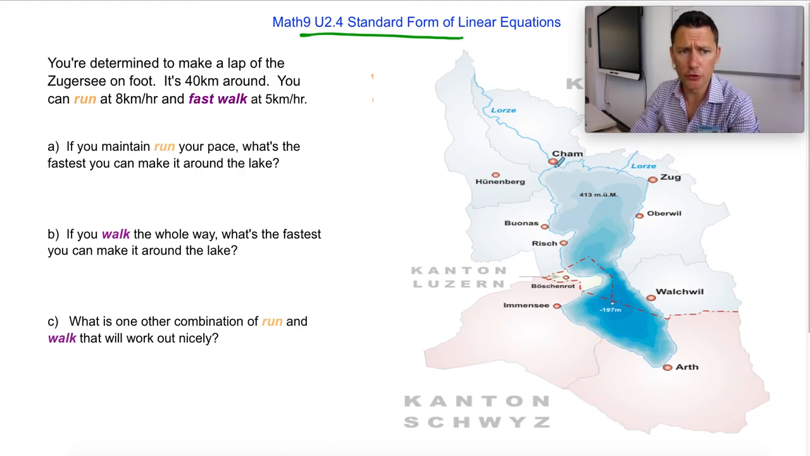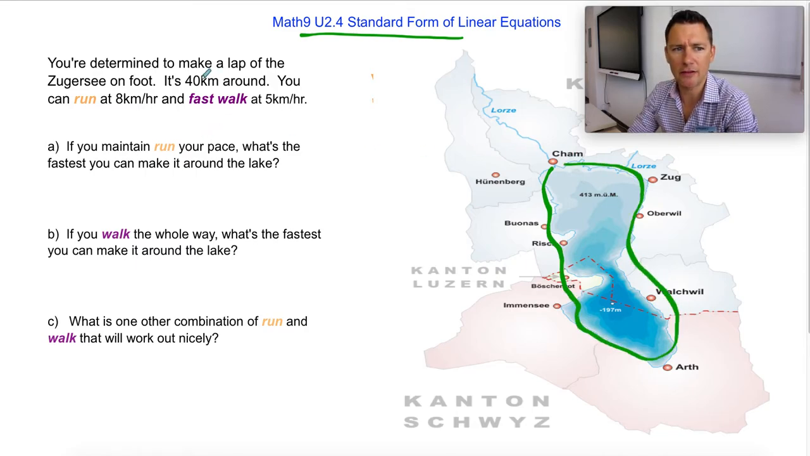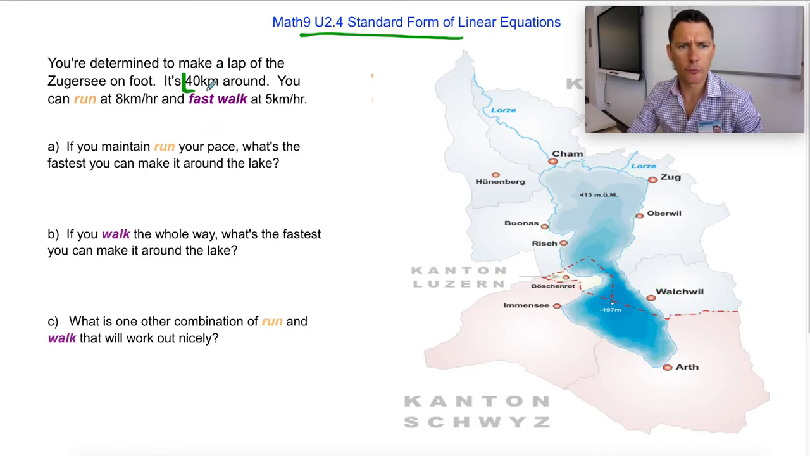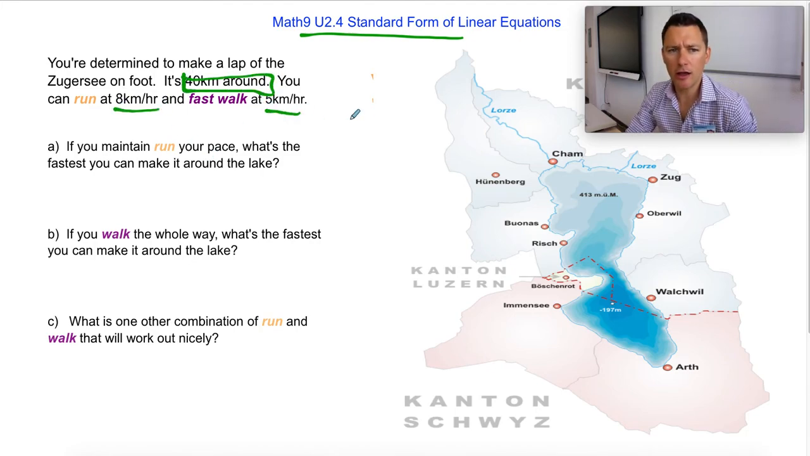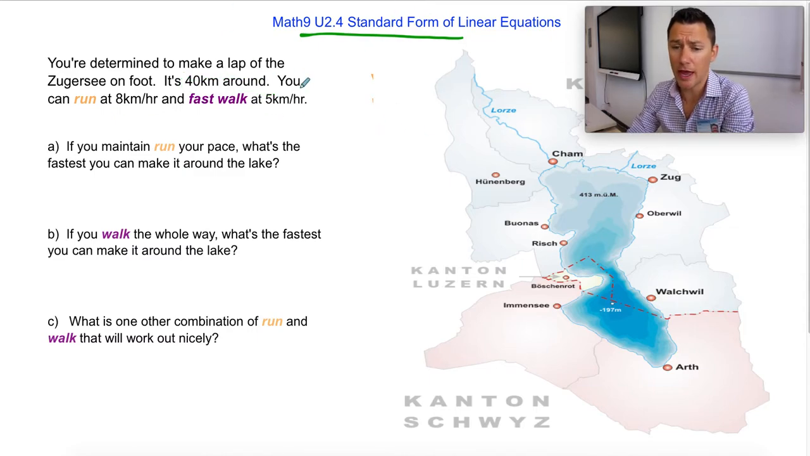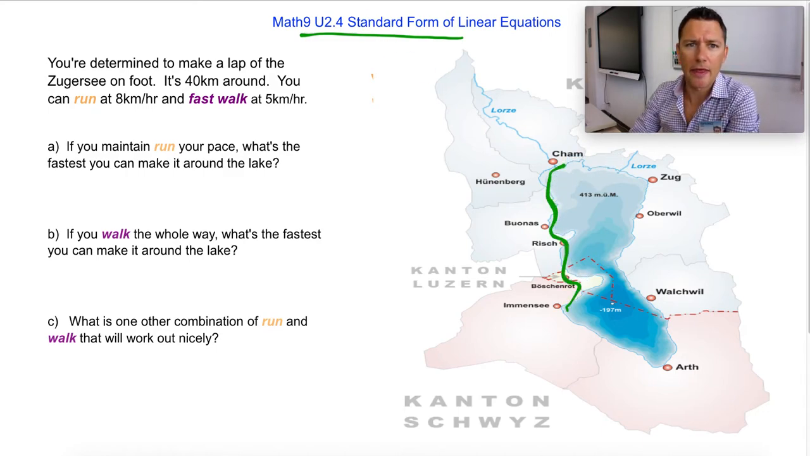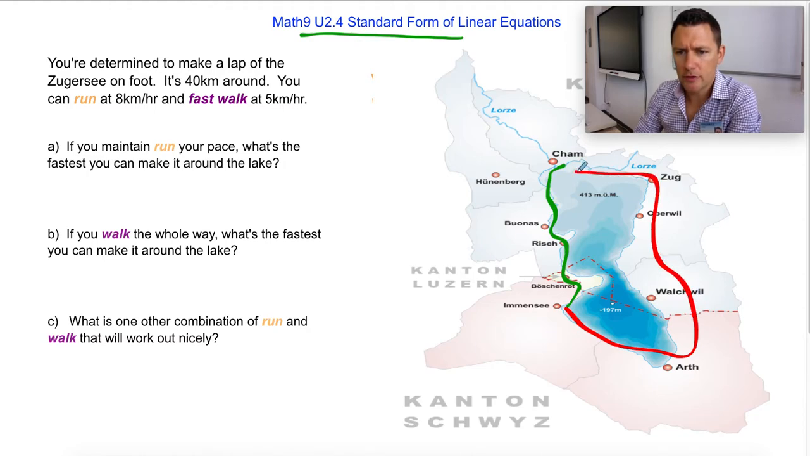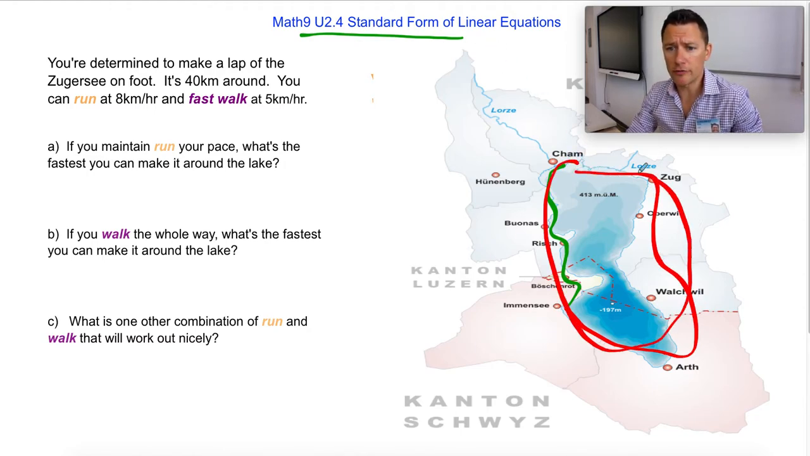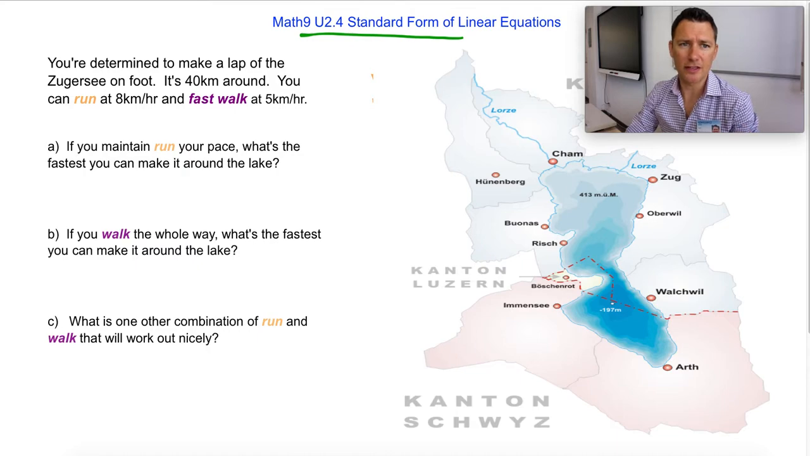So, you're determined to make a lap of the Zugersee on foot, so you're going all the way down and around, and that's 40 kilometers, right? It's 40 kilometers around. You can run at 8 kilometers an hour, and you can walk at 5 kilometers an hour, and those are the stipulations we're starting with. You could walk some, and then run the rest, or you can run all of it, or you can walk all of it, right? Some combination.